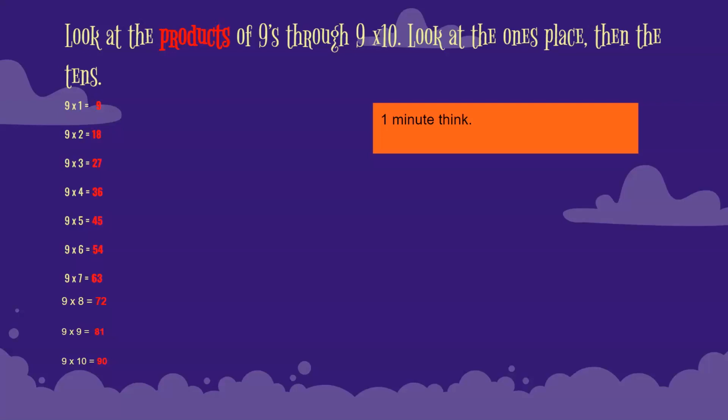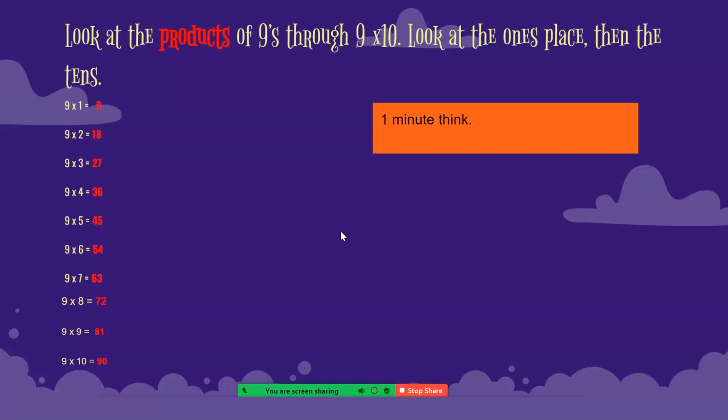Your higher students are going to automatically, after they look at the 1s place, go look at the 10s place too. Okay, what do you notice? If I start here at 9 times 1 and I look at the 1s place, I'm going to notice 9, 8, 7, 6, 5, 4, 3, 2, 1, 0. And then if I look at the 10s place and I start at the bottom, 9, 8, 7, 6, 5, 4, 3, 2, 1, 0. Or I may look at it from the top again and go 0, 1, 2, 3, 4, 5, 6, 7, 8, 9.